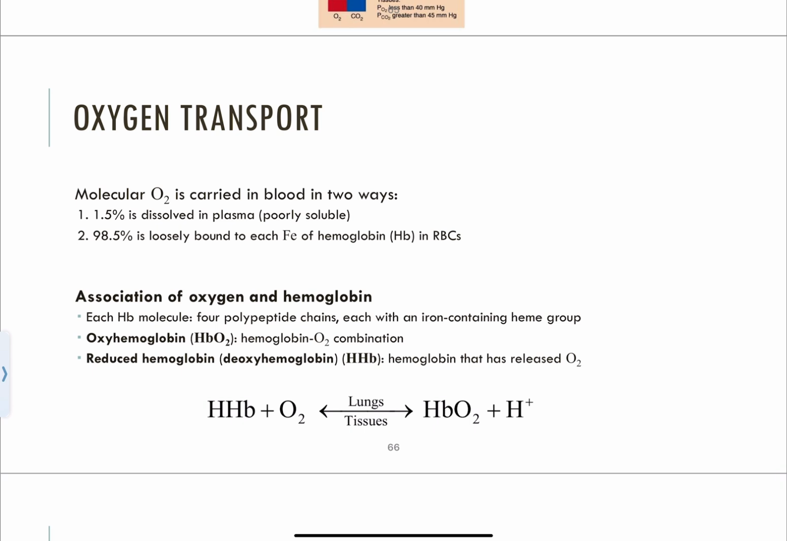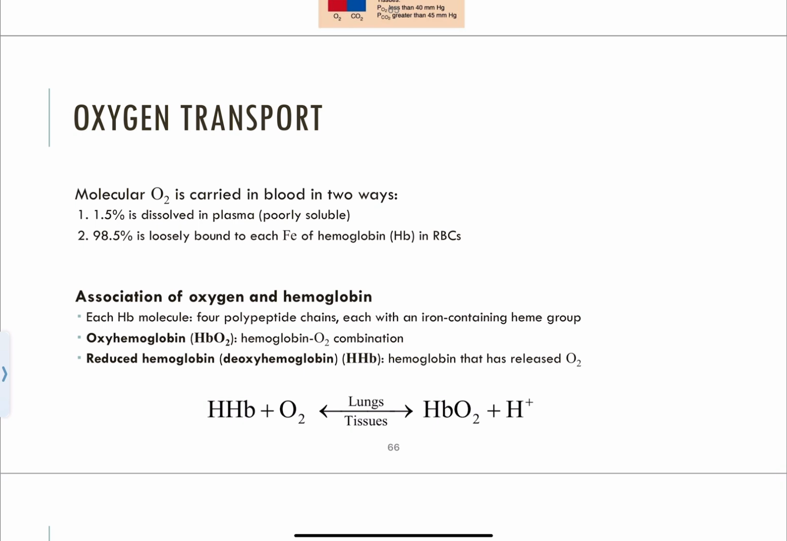And just as a reminder, I know we talked about this previously, but each hemoglobin molecule is made up of 4 globulin chains, 2 alpha and 2 beta. At the center of each of the globulin chains is an iron atom. And so oxygen is actually going to bind the iron atom in the center of each of these globulin chains. So each hemoglobin molecule can transport 4 molecular oxygens.